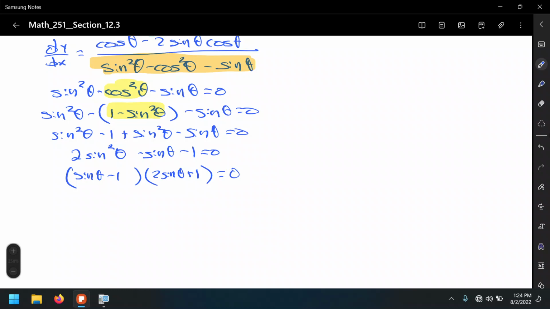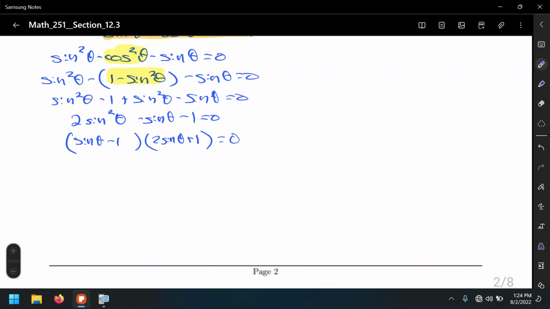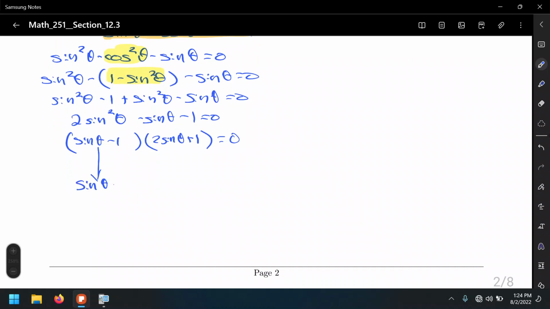So using the zero product property, sine theta minus 1 equals 0, which means sine theta equals 1. On the other hand, 2 sine theta plus 1 equals 0, which means sine theta equals negative 1/2. So now we would be looking for the angles for which, number 1, sine theta equals 1, and sine theta equals negative 1/2.